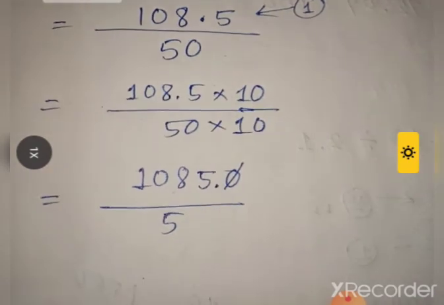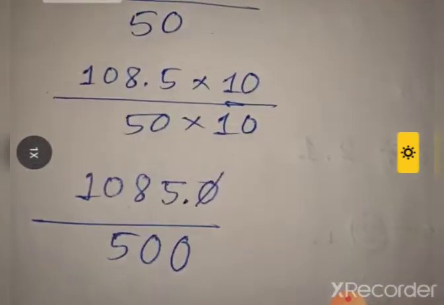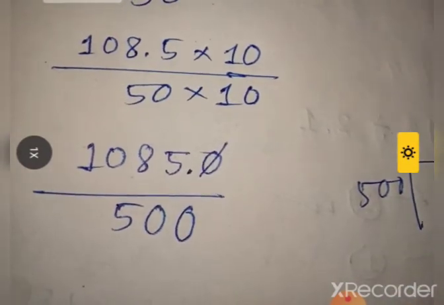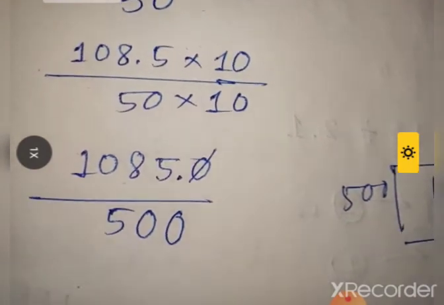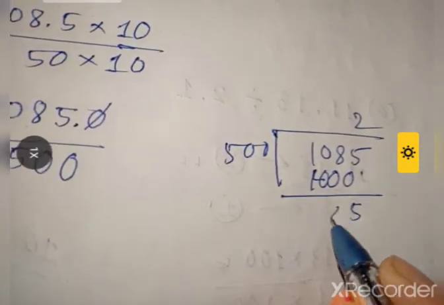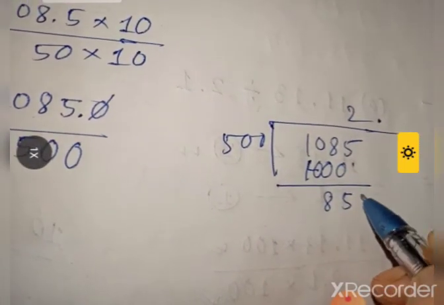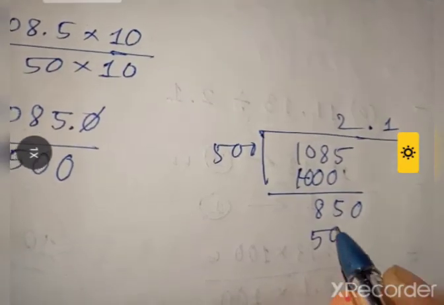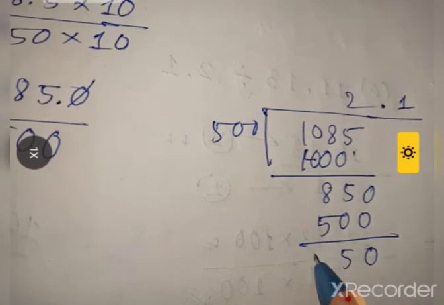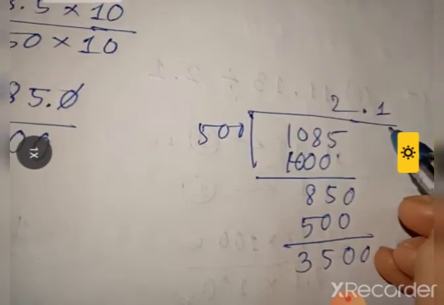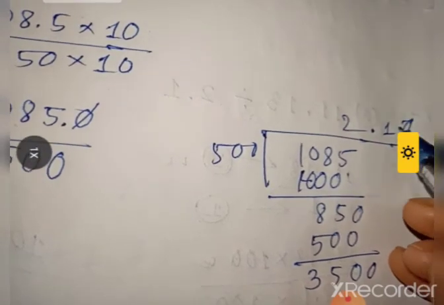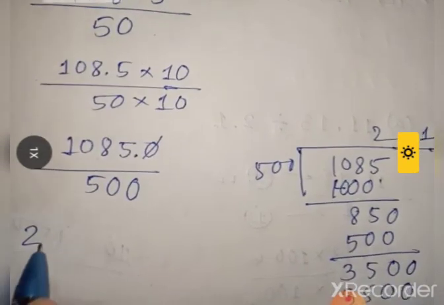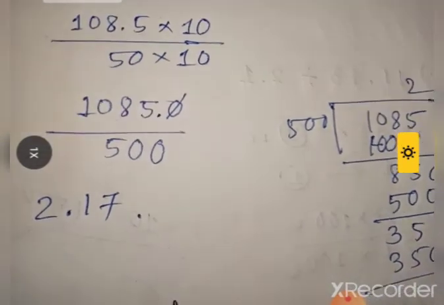So 0 has no value. Then 500. Then divide 1085 by 500. 500 2s are 1000. Okay. Then 85. You can give the decimal here, 0 850. Then we have to give 1: 500 ones are 500. Here 0 5 3. Again you can give 0. Then 5 6s are 5 7s are 35. 35 double 0. So the answer will be 2.17. Okay, got it?